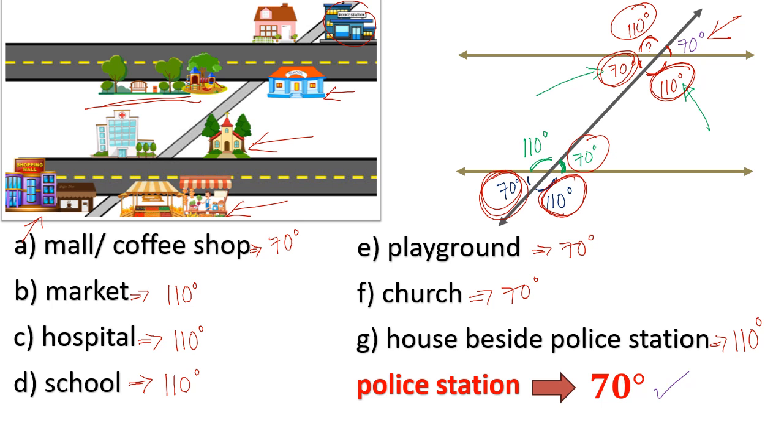So that's how easy the application of our angle pairs is, even in our community map. You can also apply that, especially if we do have an activity about directions or location of a particular building or infrastructure, wherein we do have parallel lines cut by a transversal. So that's it.